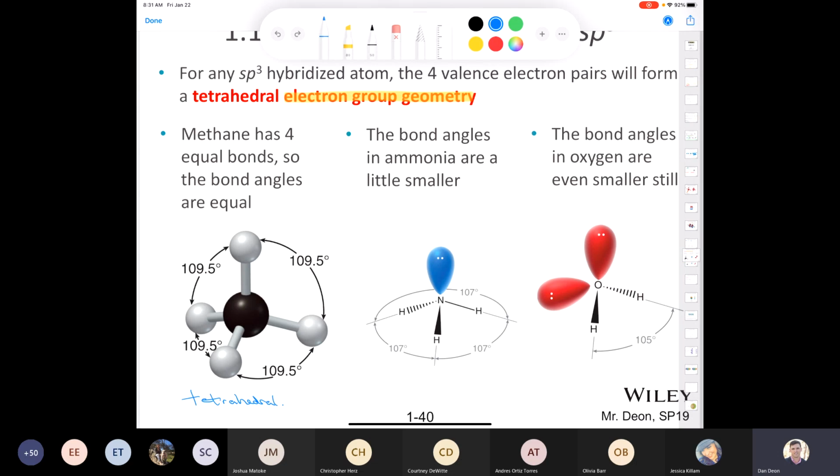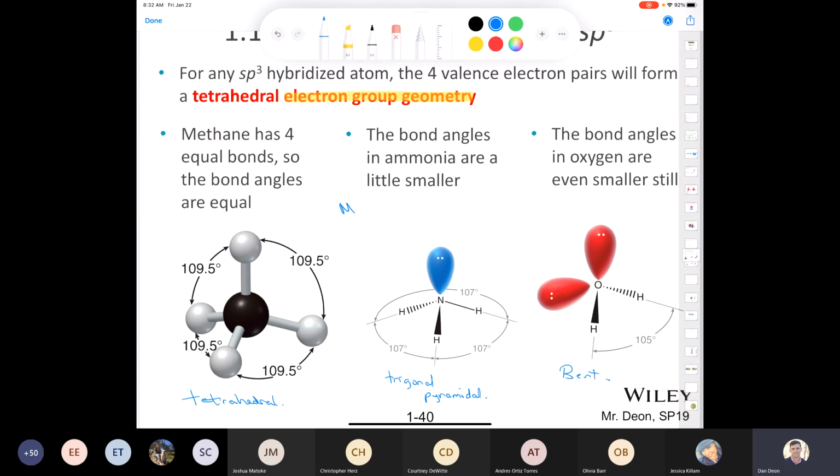The trigonal pyramidal? Yeah, it's trigonal pyramidal. All right, that's perfect. And who could tell me what the molecular geometry of water is? Not the electron geometry, the molecular geometry. Bent. Exactly, it's bent.